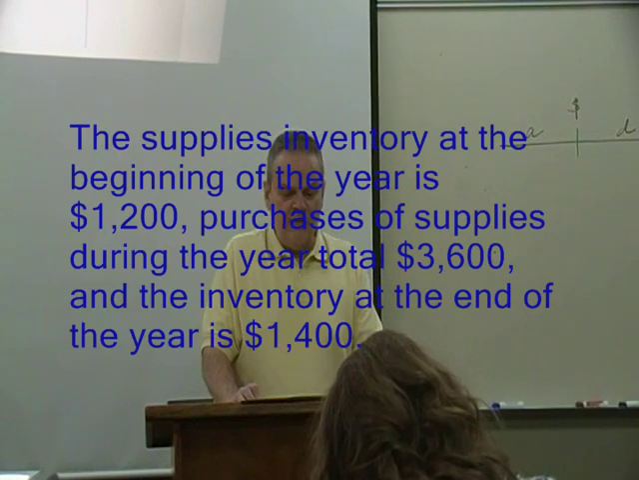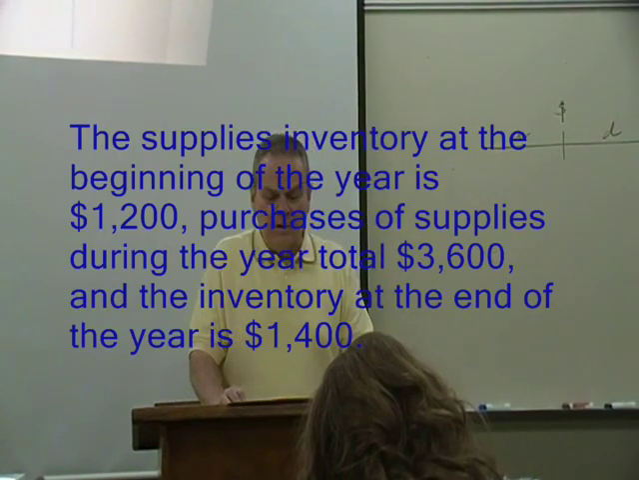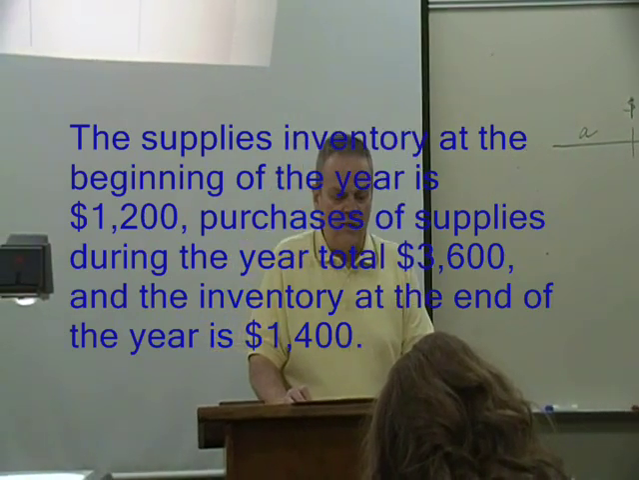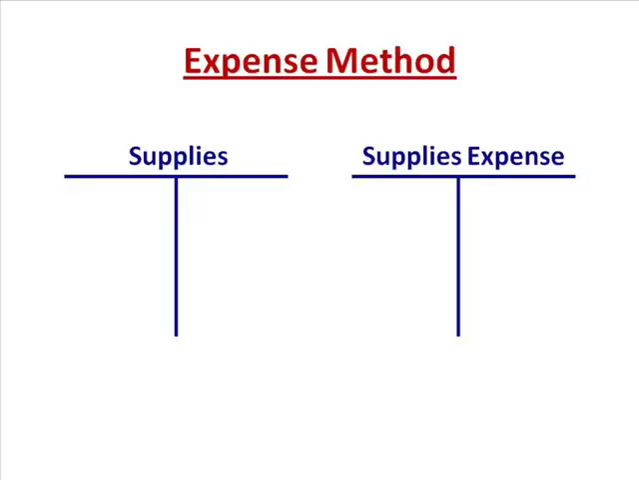The opening paragraph underneath the title still applies. The supplies inventory at the beginning of the year is 1,200. Purchases of supplies during the year total 3,600. And the inventory at the end of the year is 1,400. We're doing letter B. In which account, supplies or supplies expense, should the beginning balance appear?